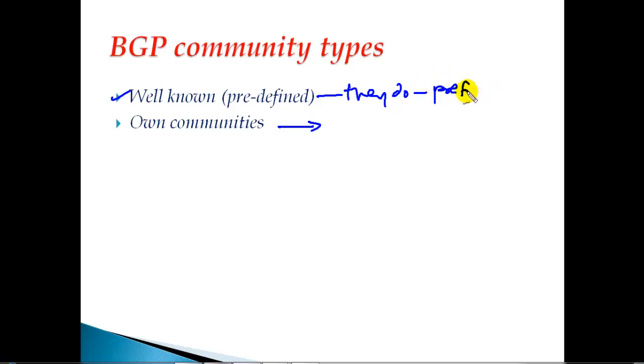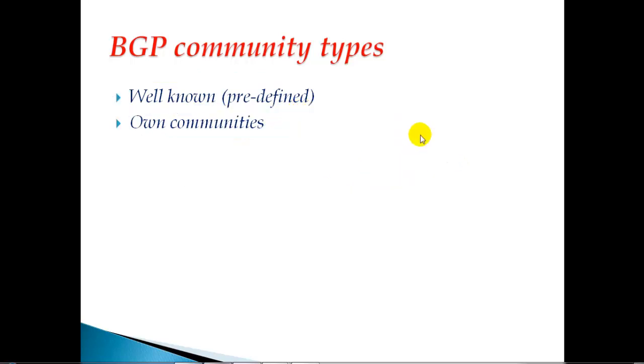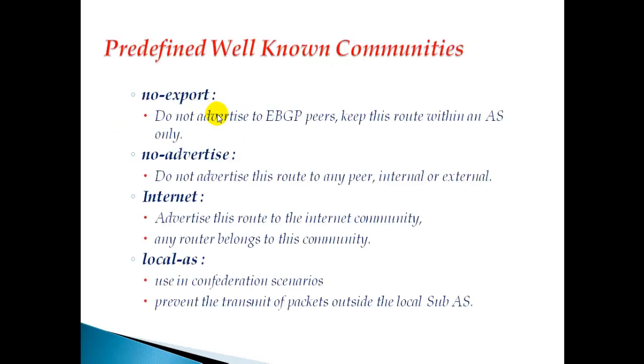But in our own communities, we are going to decide what exactly the upstream router has to do with that community attribute. Whereas in the predefined attributes, what the upstream router has to do with that community is already defined. Let us try to understand the well-known predefined attributes first, and then we'll get into our own community attributes also. Now there are majorly four categories of predefined well-known communities.